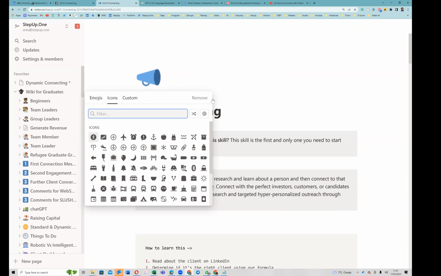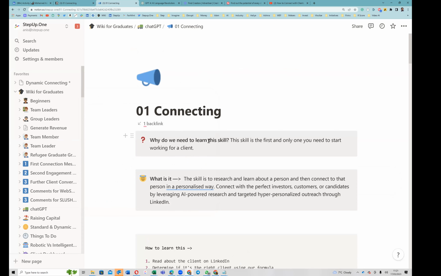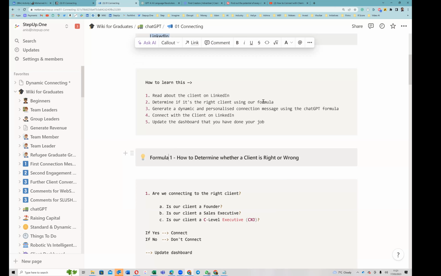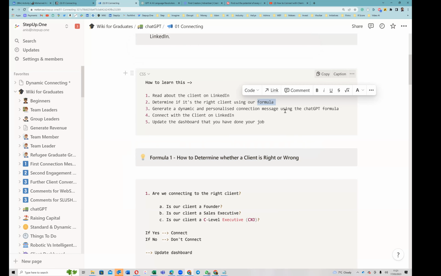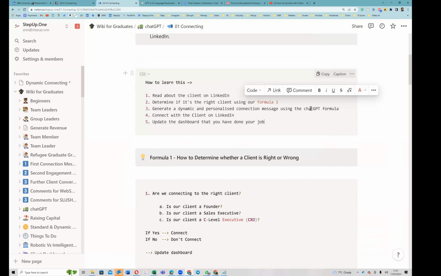And we'll look at all these things like what to add and everything. Connecting: why do we need to learn this skill? What is the skill itself? How to learn this? What is the formula? There are two formulas here. One is formula 1, and the second formula is a ChatGPT prompt.